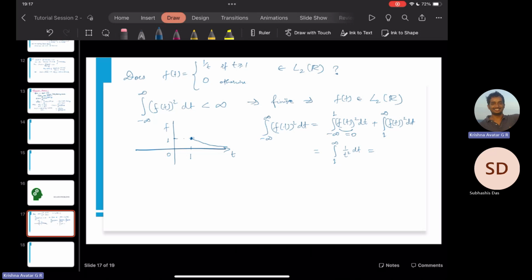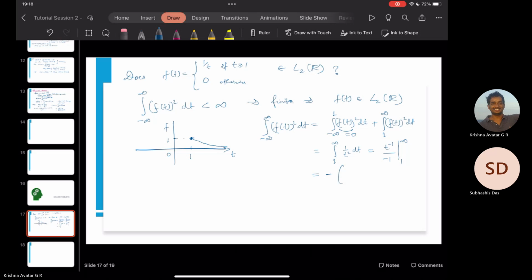And you recall the expression for this definite integral: the integration gives us t to the power minus 1 divided by minus 1, from 1 to infinity. Fine. Since we have a minus sign here, we can either change the order of limits, or otherwise just bring the minus outside and then put t equal to infinity.